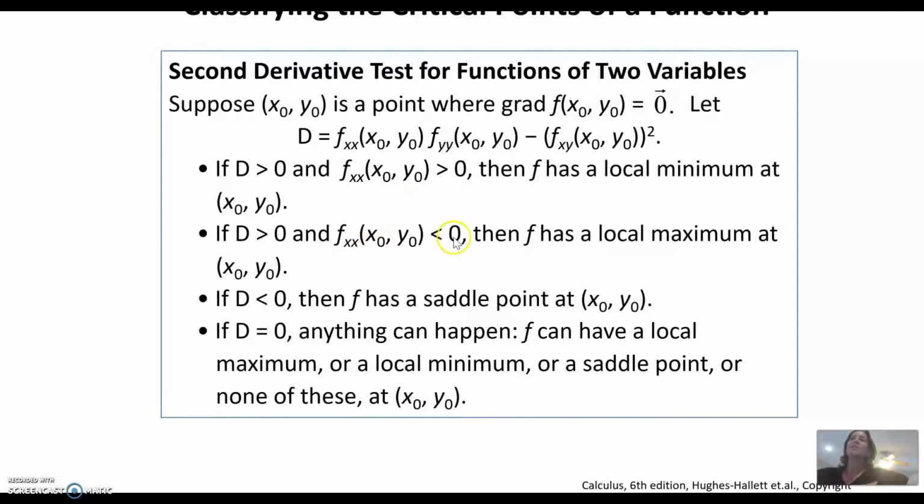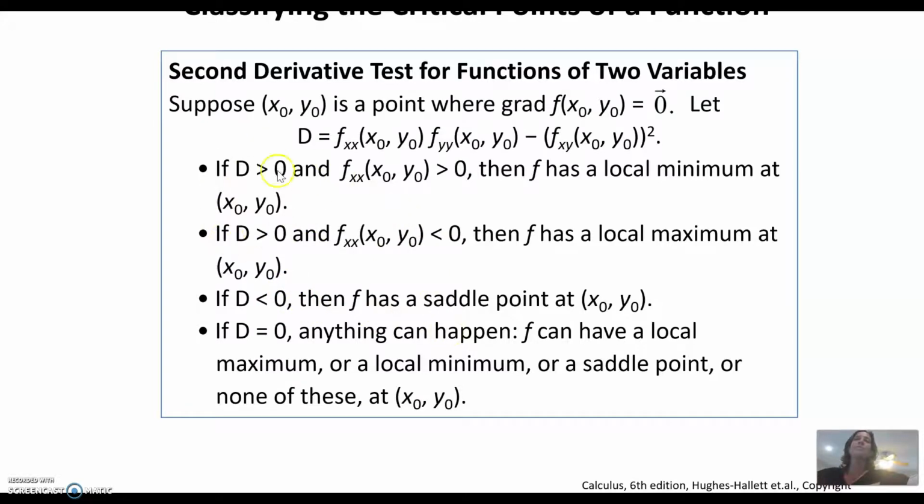If your surface is negative, again, that means when you zoom in on your surface to that one point, your surface is concave down, so you would have a local maximum. And if the discriminant is negative, then you have a saddle point.